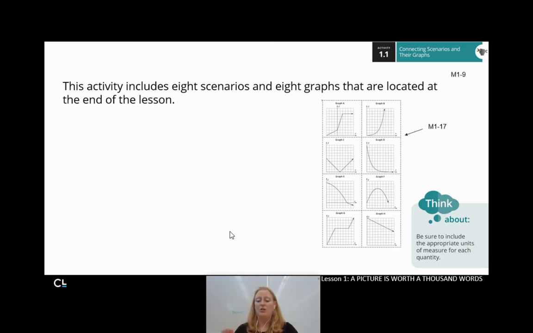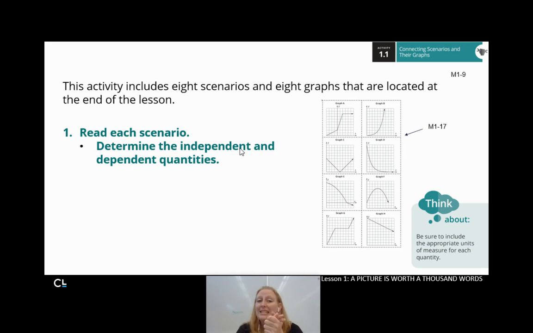All right, you've cut out all your graphs. You've got them sitting there, ready to go. Here's what you're going to do. And there's a lot of steps here, so make sure you follow them all. So first, obviously, read each scenario. Read the scenario, right? What's going on, what's happening, all that good stuff.